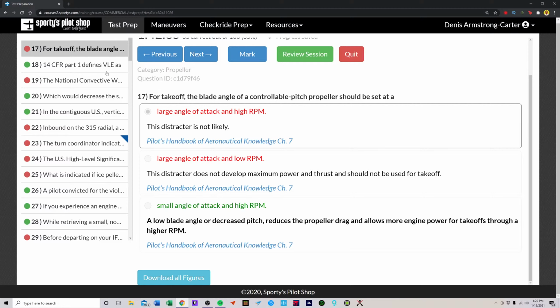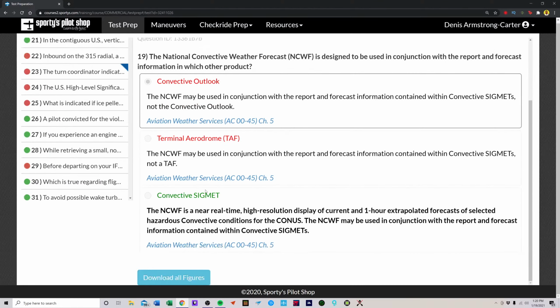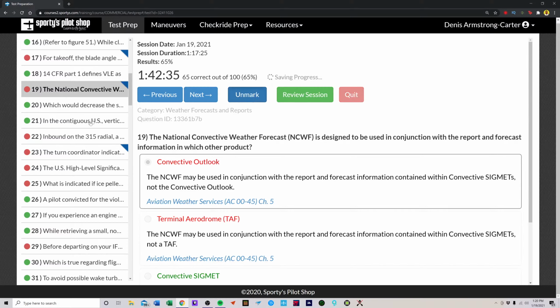I got a text saying no more studies, no more tests until you have done all 6 sections at least twice. Alright, so I'm not doing any more tests, guys. Alright, whatever. So I did not know that one. Convective segment. So it is a segment. Alright, I'll remember that.